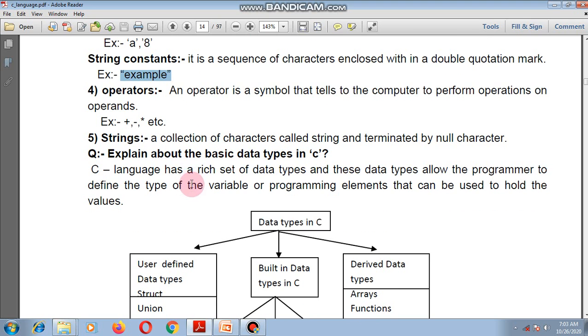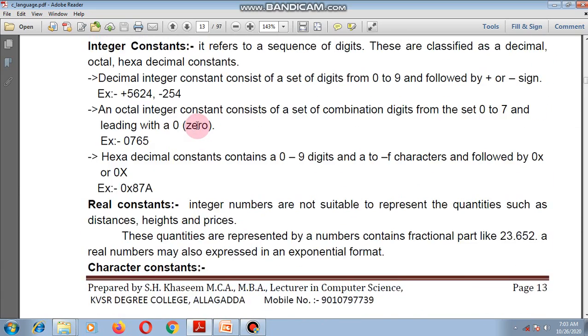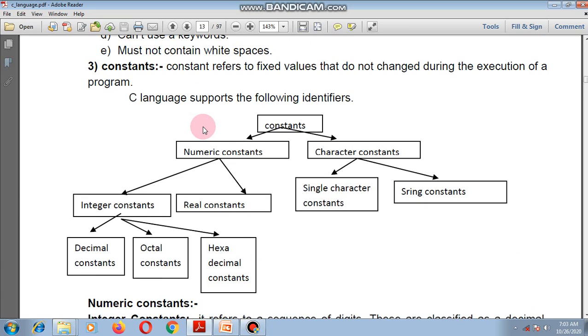Next one is operators. An operator is a symbol that tells the computer to perform specific operations on values. Examples are plus, minus, asterisk, etc. Strings: a string is a group of characters terminated by a null character. So this is regarding tokens in C language.